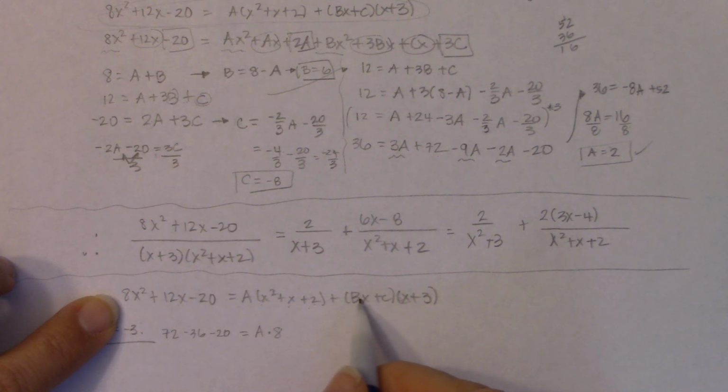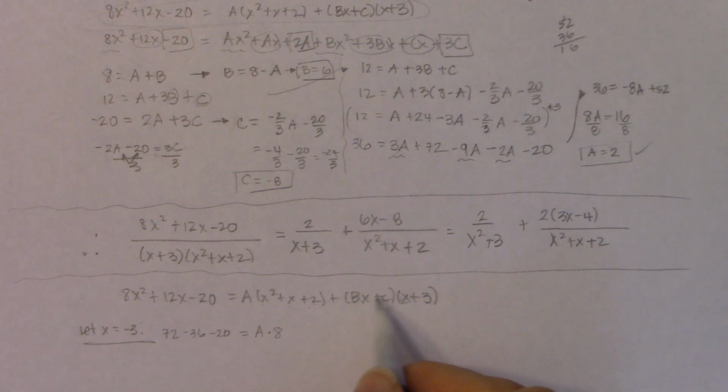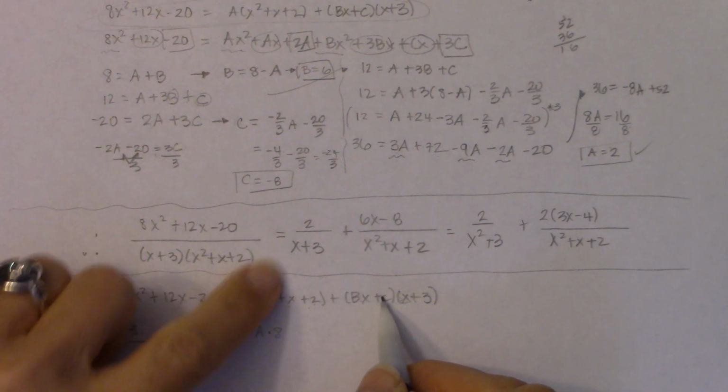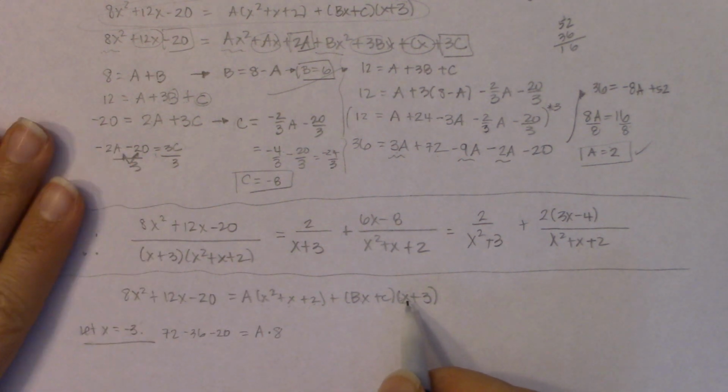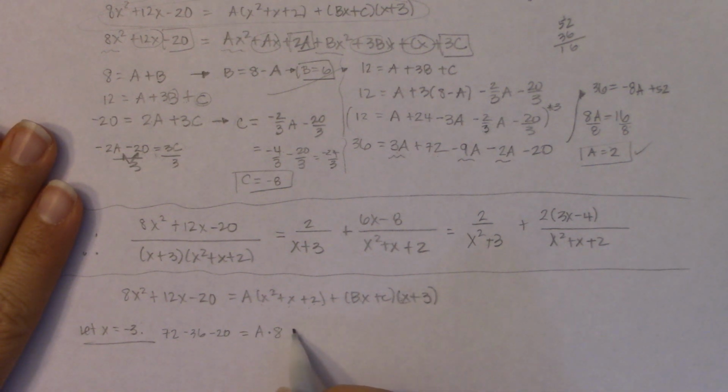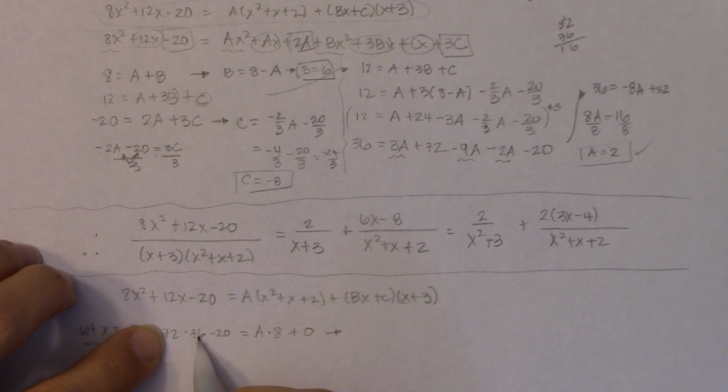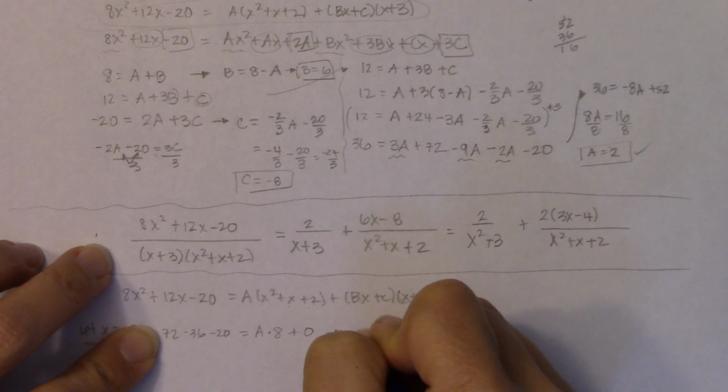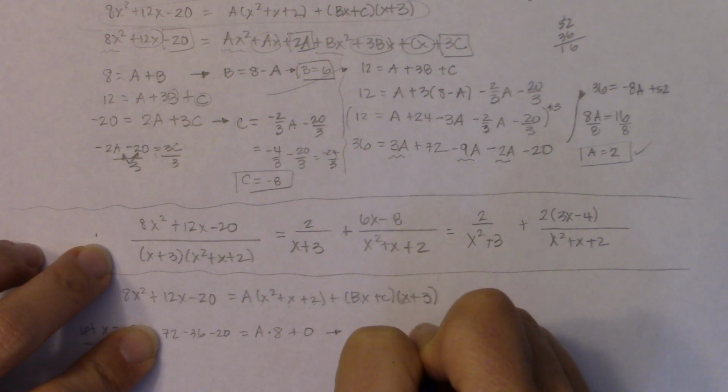Negative 3 here, this factor will be negative 3b plus c, but it doesn't matter because this one zeroes out, right? So basically I have plus 0 over here. And when I simplify that a little bit, 72 minus 36 minus 20 is essentially 72 minus 56. That's going to leave me with 16 equal to 8a.